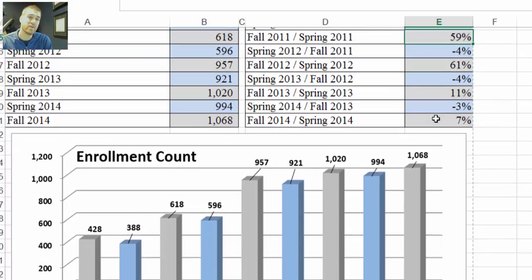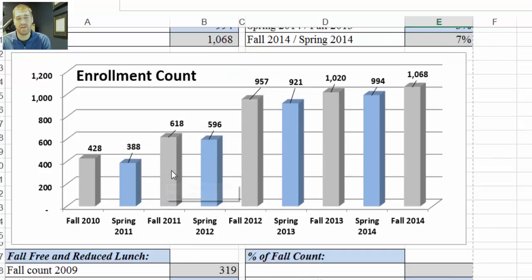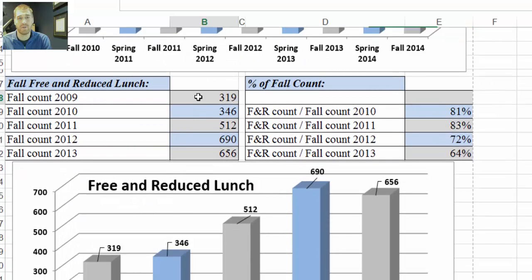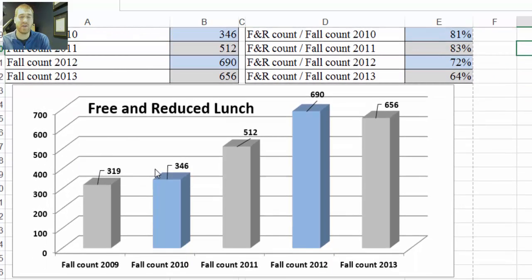As we come down here, this shows a graphical portrayal of the data for people who are visual people. Then as we move down here, we have our free and reduced lunch counts. These are all from CEPI, and over here is the percent free and reduced lunch, which takes this count and divides it by the total count, and that's where these numbers are derived from. Again, as we scroll down, we'll see our actual count data in the graph down here for visual people.